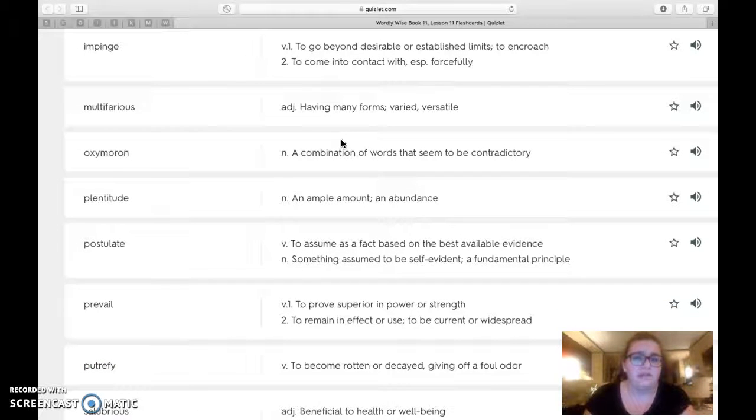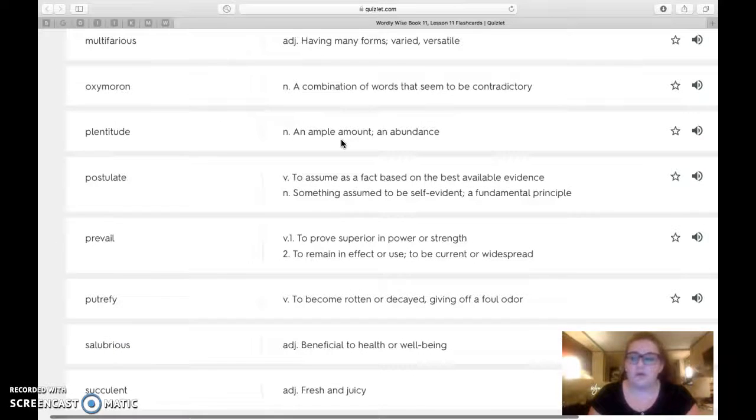Multifarious means having many forms, varied or versatile. This could be having many forms, so fear could be multifarious because there are different forms of fear. Some people might fear a clown, others snakes, someone spiders, someone the dark. So it has different forms.